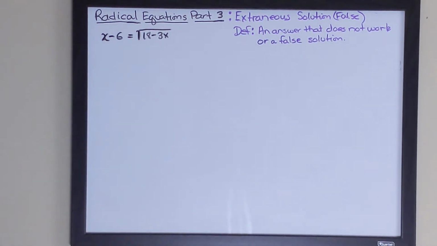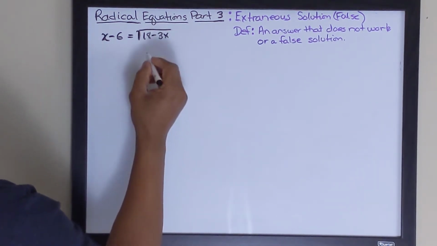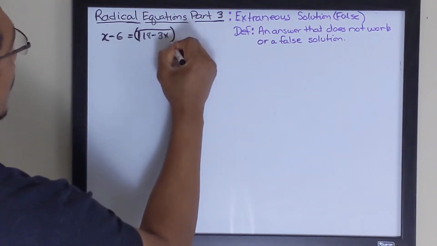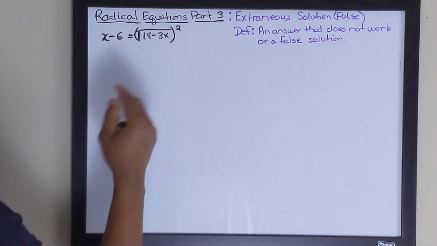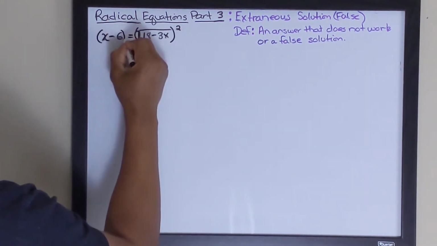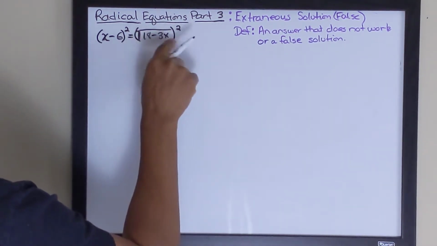The next step is to get rid of the radical. So let's go ahead and do that. Since this is the square root of 18 minus 3x, we want to square that square root to get rid of that radical. But whatever we do on this side, we have to do on the other side of the equation to keep it balanced. Now once we've done that, we have effectively gotten rid of this square root on this side.